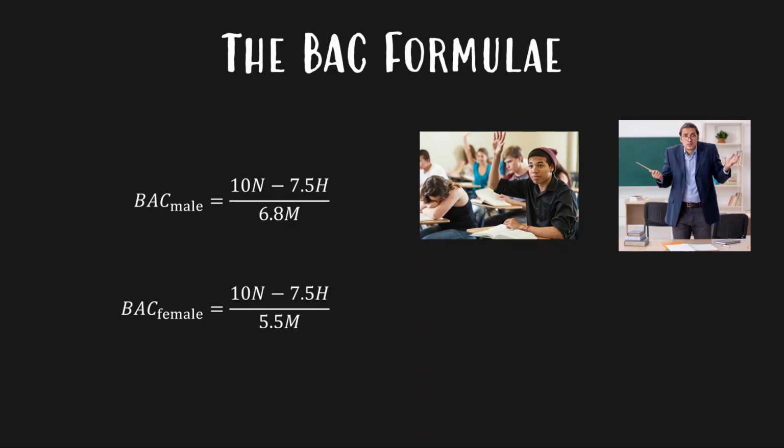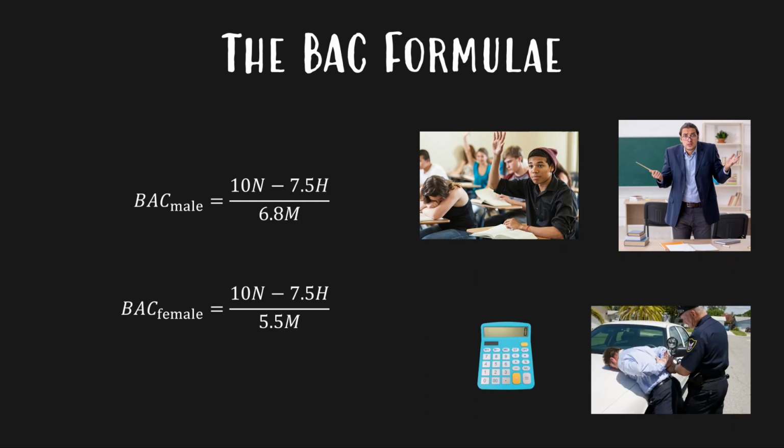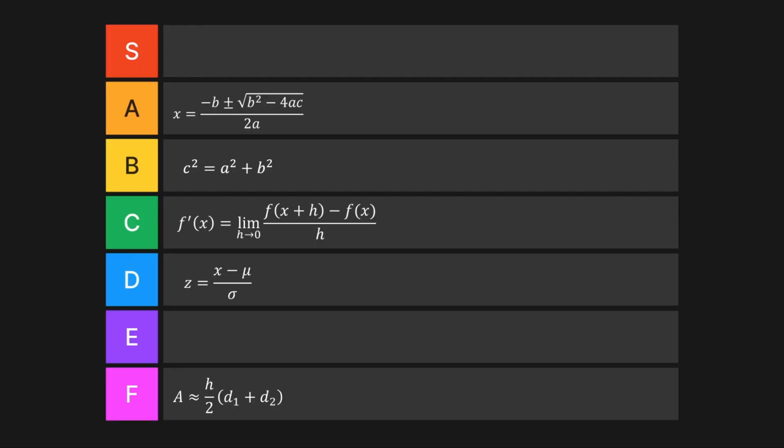We'll also need to take off a lot of points here because I once calculated my BAC as 0.04, but I forgot to carry the 1, so I ended up with a DUI anyway. As a result, we're going to land the BAC formula in E tier.